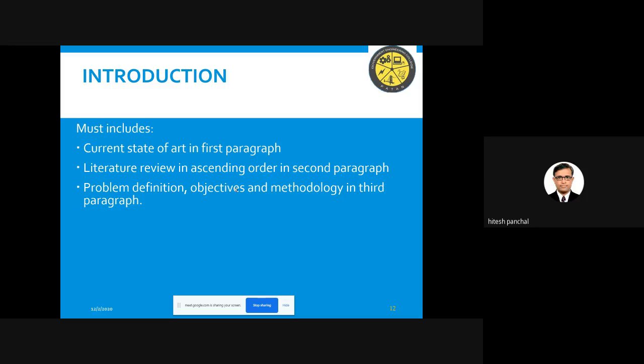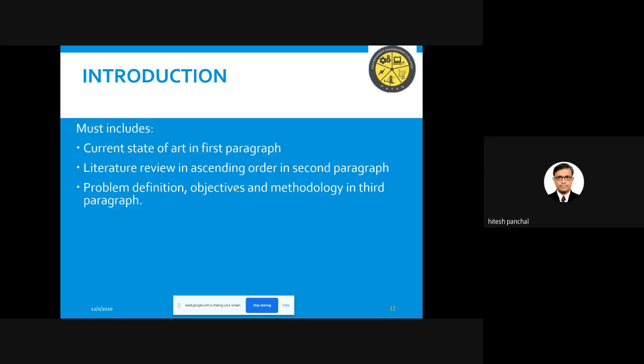The first paragraph shows the current state of art. I have put the whole introduction into 3 parts: current state of art, literature review, and the third paragraph, that is the problem definition, objectives, and methodology. The first paragraph will always be about the current state of art.